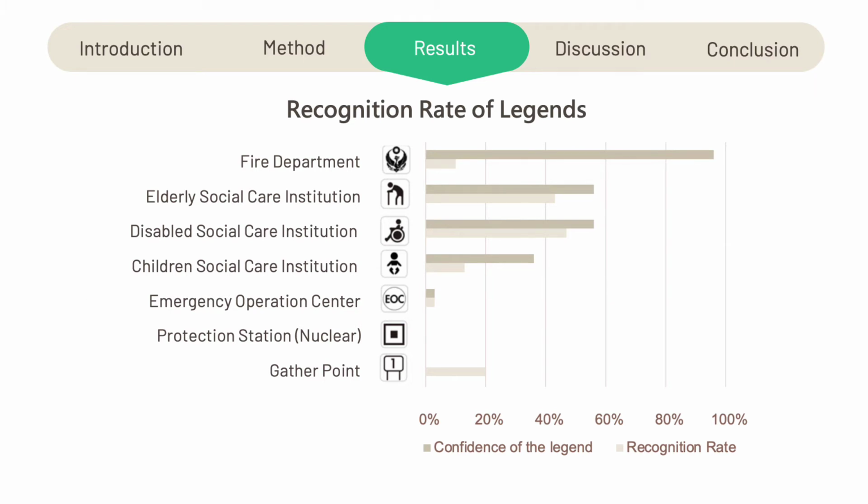There are some legends also at a low rate of recognition, which are important to users, like Protection Station that no one got right, and Gather Point is rated at 20%. Low recognition rate legends were not simple enough for the public to quickly identify.